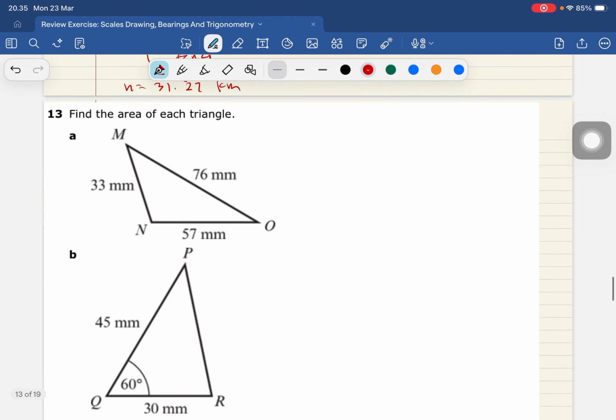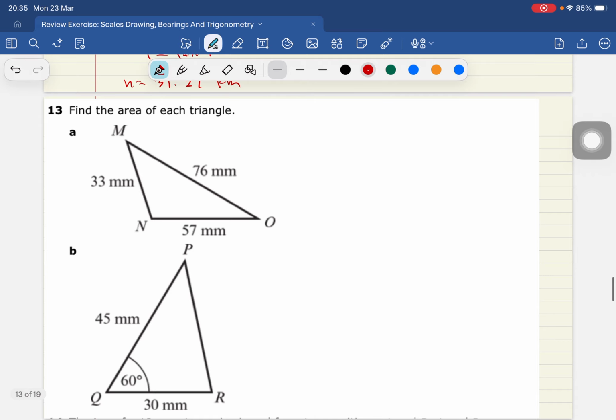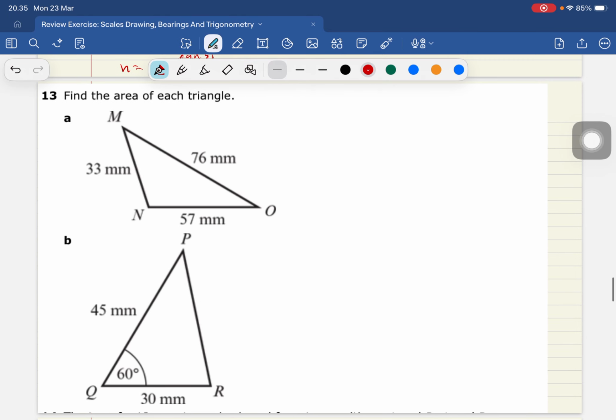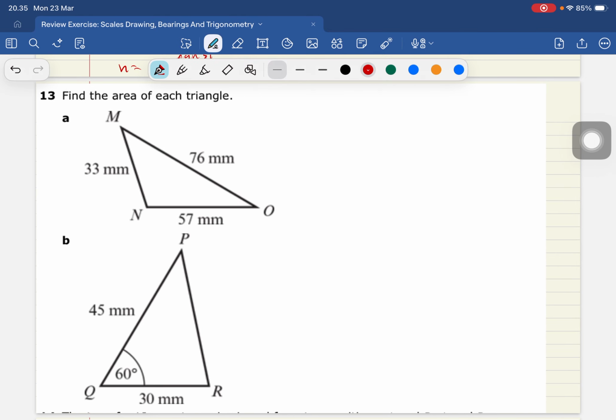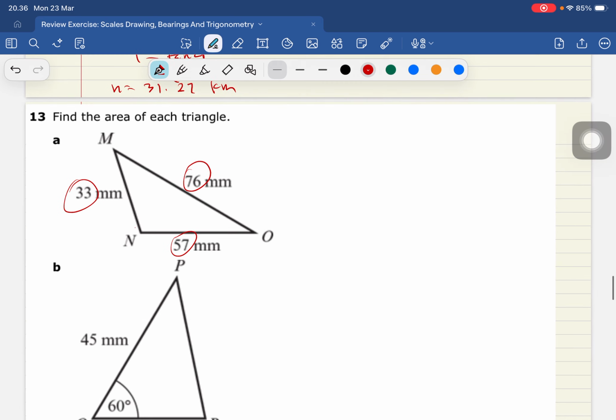Okay, let's go to area. We need to find the area of each triangle. What is the information that we've got? We've got only the lengths, but we don't know the angle yet. So we can use the cosine rule. This is the angle n.